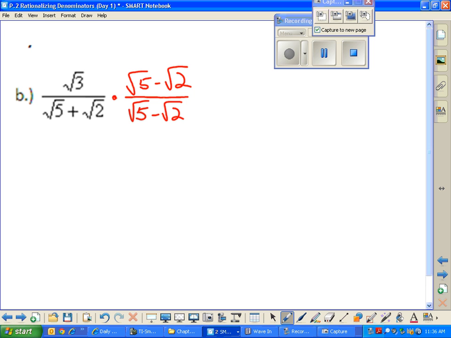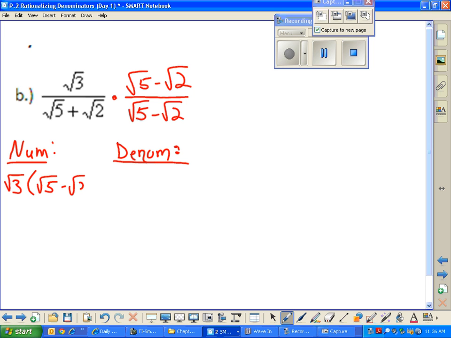So that's that. You always end up with a little mini math problem in your numerator and a little mini math problem in your denominator. In the numerator, we multiply fractions, you multiply straight across. We have the square root of 3 times the square root of 5 minus the square root of 2. In the denominator, we have the square root of 5 plus the square root of 2, times the square root of 5 minus the square root of 2.